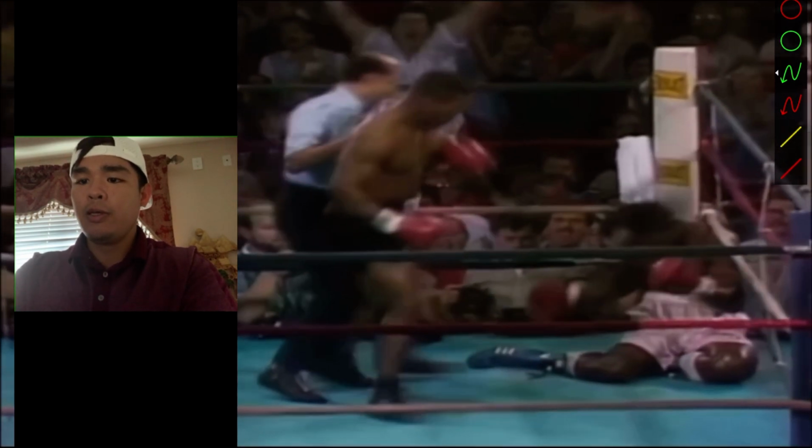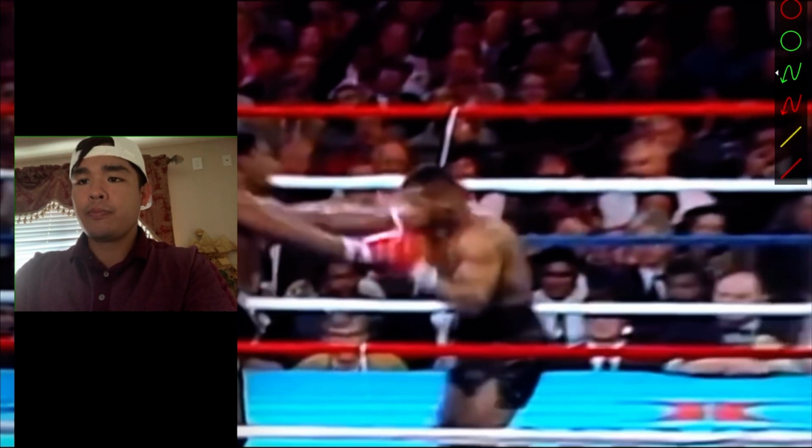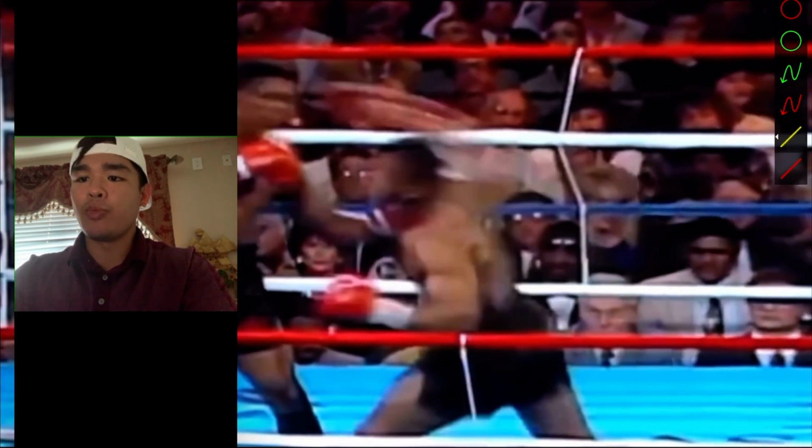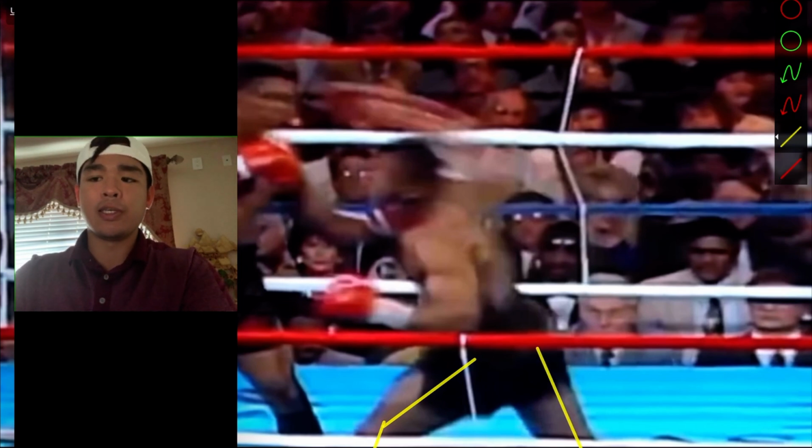Yikes. All right. Okay, so let's see. So here's a really great example. Again, he's putting weight on this leg and unloading his extended leg.